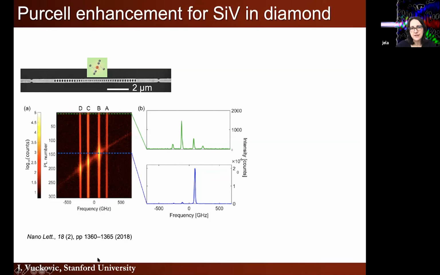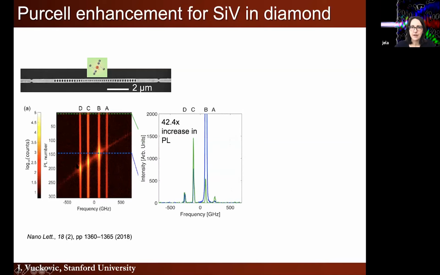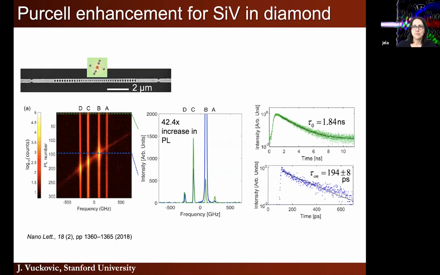But this is a weakly coupled system. So as you're tuning them on resonance with each other, you're increasing the interaction. The emitter decays faster because of Purcell enhancement. So you see these brighter crossing points, but they're still crossing. And this is enhanced by a factor greater than 40. And when you measure lifetime, again, on resonance versus off resonance, you see significant enhancement, right? It's again from a time resolved measurement.